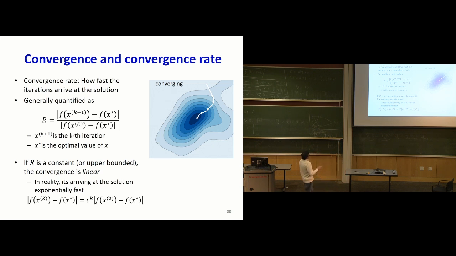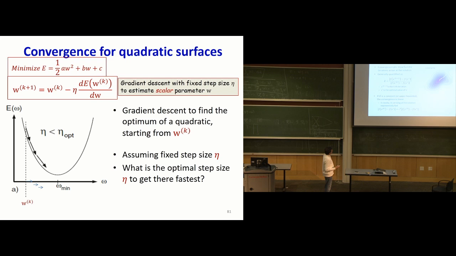So if I can place an upper bound on R which is less than 1, then the convergence is said to be linear. In reality, what it means is that in k steps, you're going to be c raised to k times closer to the optimum than at the beginning of these k steps. So you're actually arriving at the solution exponentially fast, although we will call the convergence linear because you think of this in terms of the logs of how fast you arrive.